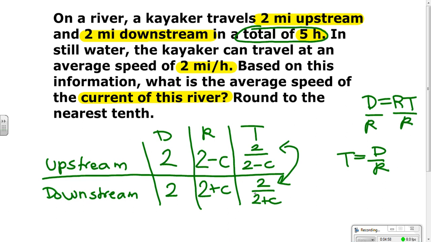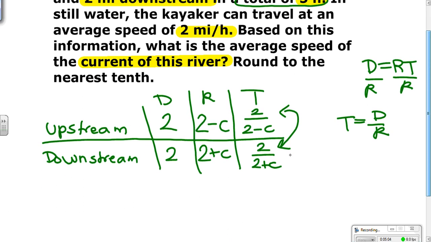And in order to fill in the time, I'm just going to use distance over rate because I really don't know what each time is going to be. So now what I want to do is say the upstream time plus the downstream time is going to be equal to the total time, which is 5. So now I start solving this. Okay, so my common denominator is going to be 2 plus c, 2 minus c.